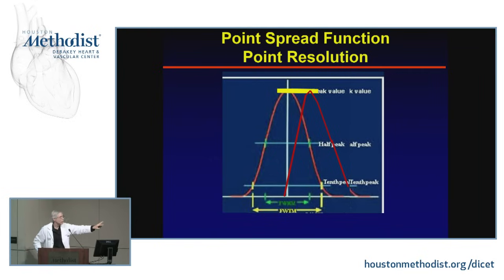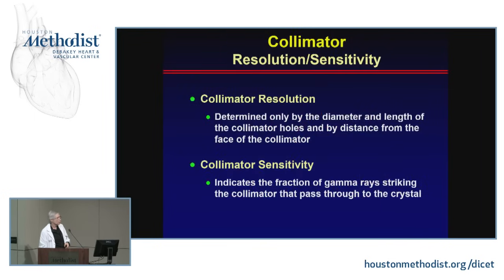So the spatial resolution of any system is going to be determined by the full width half maximum, okay? And the spatial resolution of any gamma camera is going to be based on the intrinsic resolution of the system without the collimator plus the collimator. And the collimator actually has the most influence on what the full width half maximum will be. So let's talk a little bit about sensitivity and resolution and collimators.